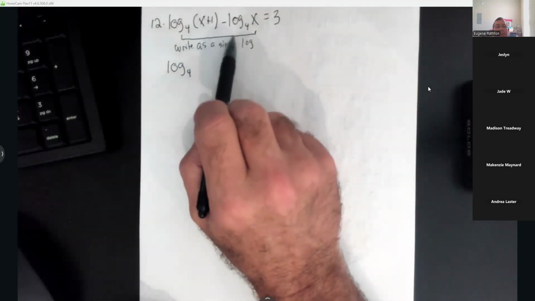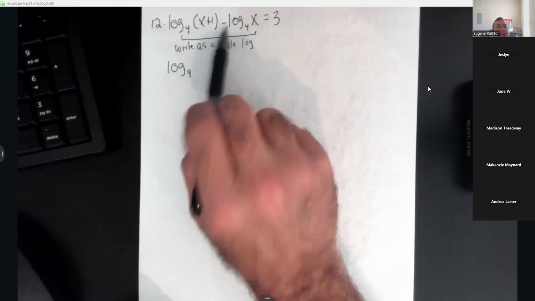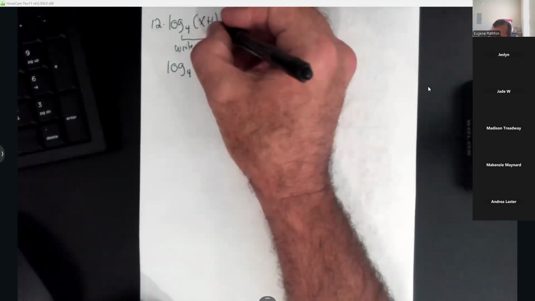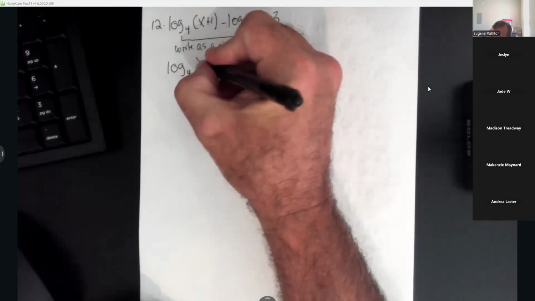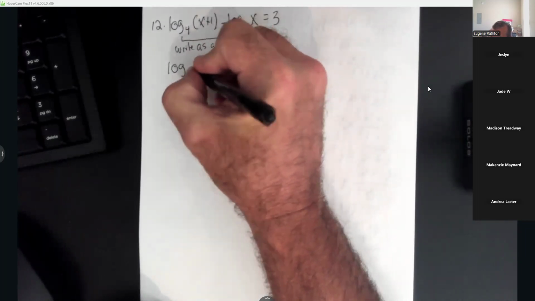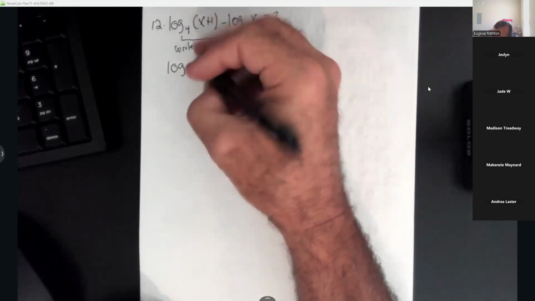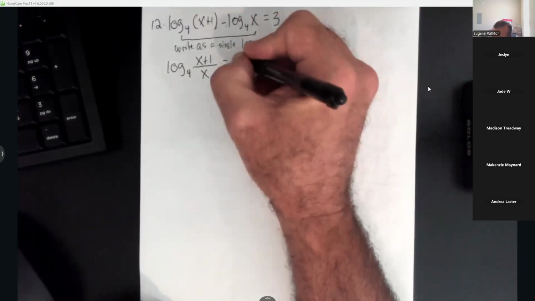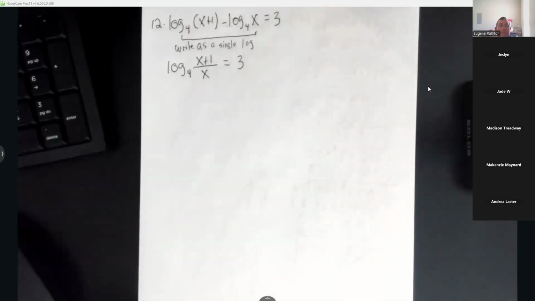So let me ask you, since these are being subtracted, would I rewrite these as a product or a quotient? Good job, Mackenzie. It's going to be a quotient. So the positive factor, the x plus 1, is going to the top. The factor being subtracted, the x, is going to the bottom. And that's going to equal that 3.